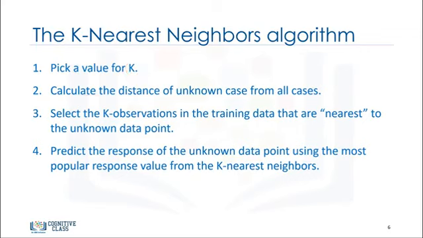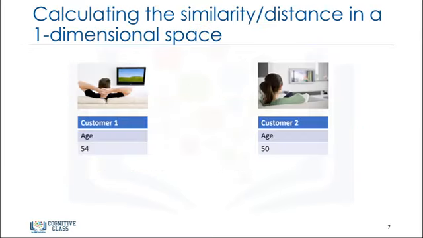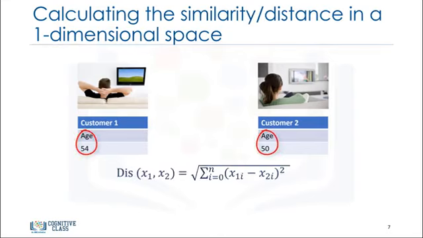Let's first start with the second concern, that is, how can we calculate the similarity between two data points? Assume that we have two customers, customer 1 and customer 2. And for a moment, assume that these two customers have only one feature, age. We can easily use a specific type of Minkowski distance to calculate the distance of these two customers.